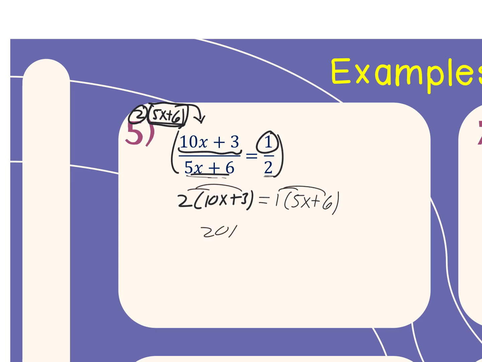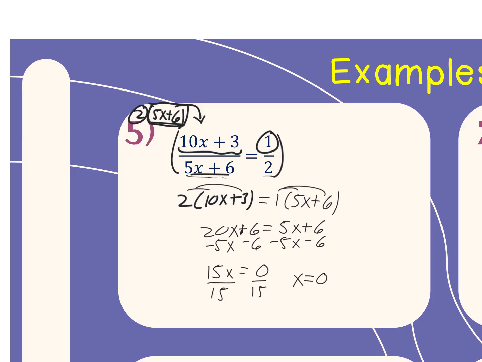This is going to get me a 20x plus 6 equals a 5x plus 6. All right, I can subtract 5x on both sides. And so I get a 15x equals, subtract 6 on both sides, equals 0. And then to finish the problem, we're going to divide by 15, and so I get x equals 0. All right, so we do get x equals 0.